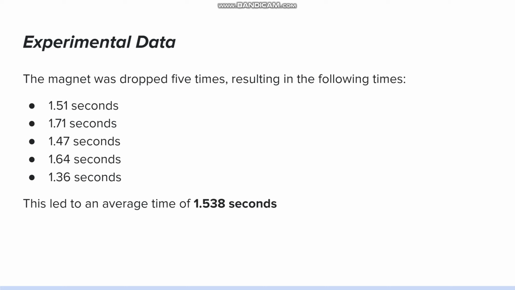Experimental data. In the experimental portion of this lab, the magnet was dropped 5 times, resulting in the following times: 1.51, 1.71, 1.47, 1.64, and 1.36 seconds. When averaged, this led to an average time of 1.538 seconds.